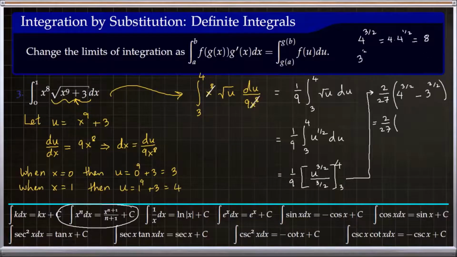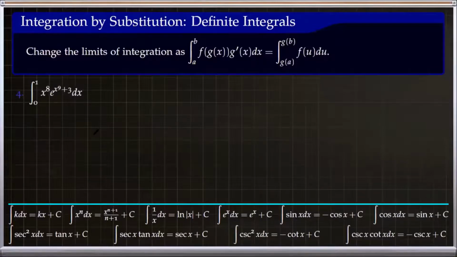And also for 3 to 3 by 2, I can write that as 3 times 3 to 1/2. So 3 to 1/2 is just the square root of 3. So I can write this as 3 square root of 3. So we get 8 minus 3 square root of 3. So this is the value of this integral: 2 over 27 times 8 minus 3 square root of 3.